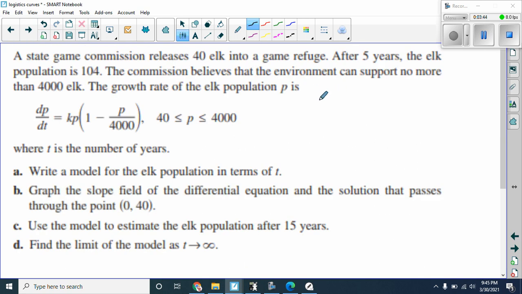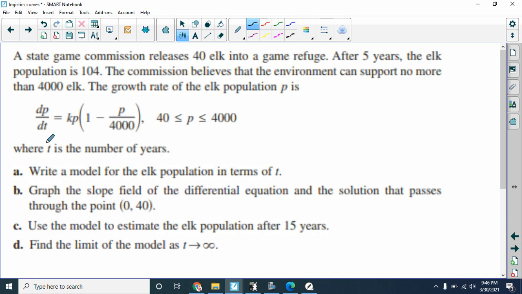So the first example we're going to take a look at is a little bit more involved than most of them that we'll do, but let's take a look at one that works through everything here. So this one says, a state game commission releases 40 elk into a game refuge. After 5 years, the elk population is 104. The commission believes that the environment can support no more than 4,000 elk. They give us an equation for the growth rate of the elk population. It says dP/dt equals kP times the quantity 1 minus P over 4,000.